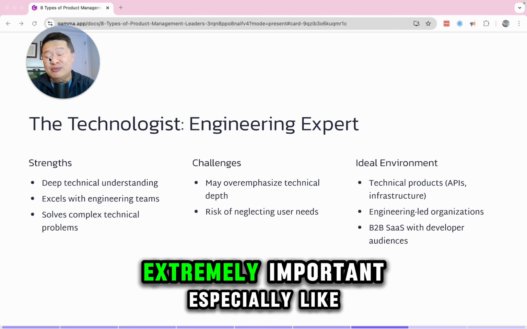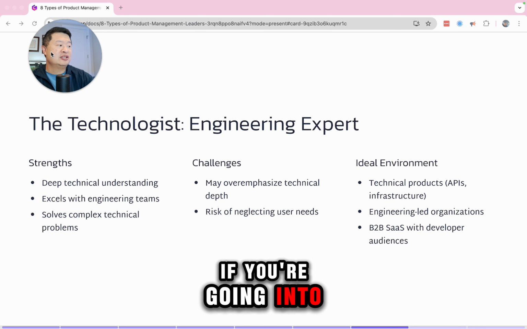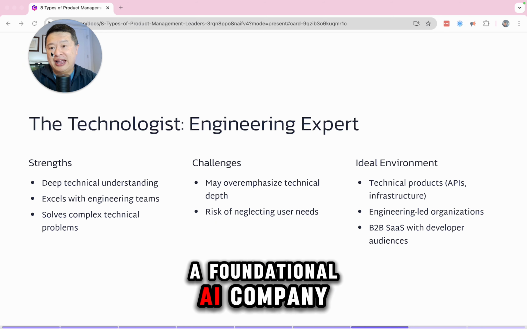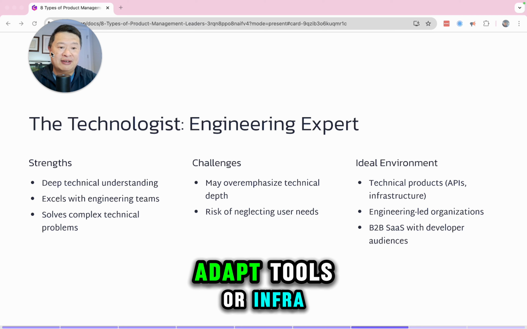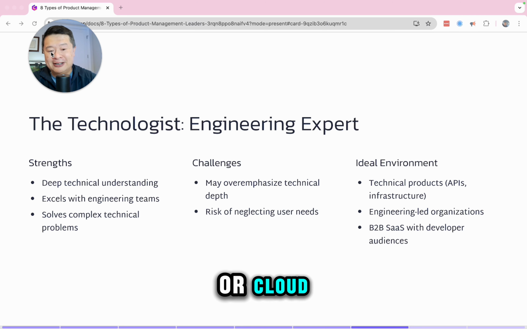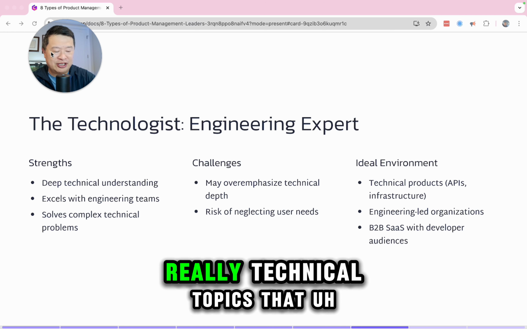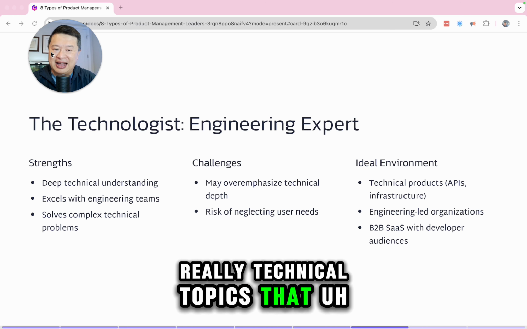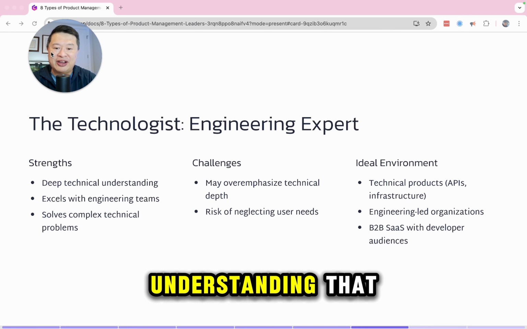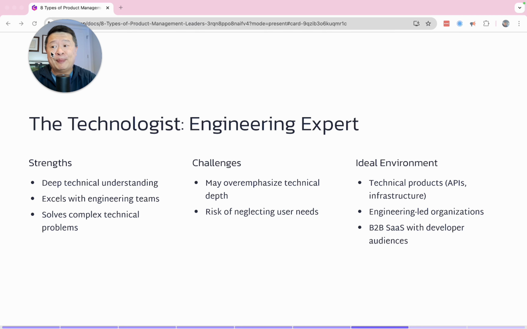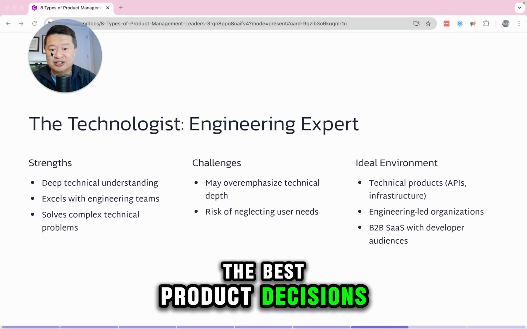Technologists are extremely important, especially if you're going into a foundational AI company, or dev tools, or infra or cloud, where it's crucial. Or even crypto. These are really, really technical topics that require a level of understanding that, if you don't have it, you may not make the best product decisions.